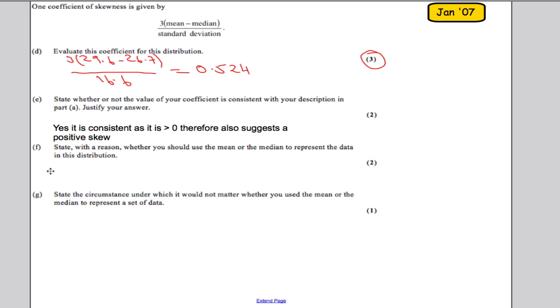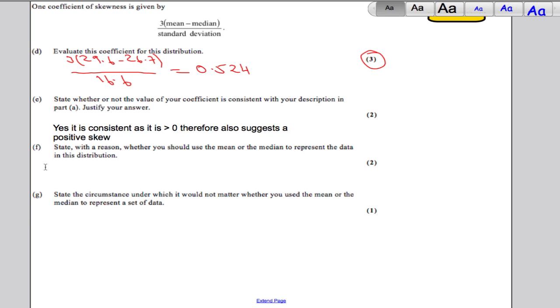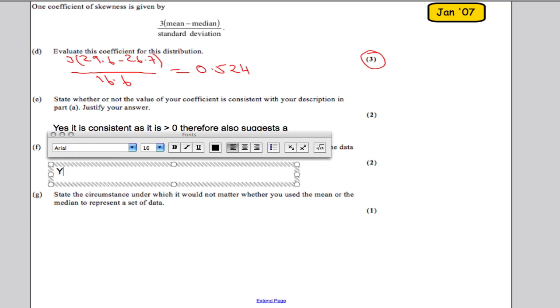So you should use the median as the data is skewed.